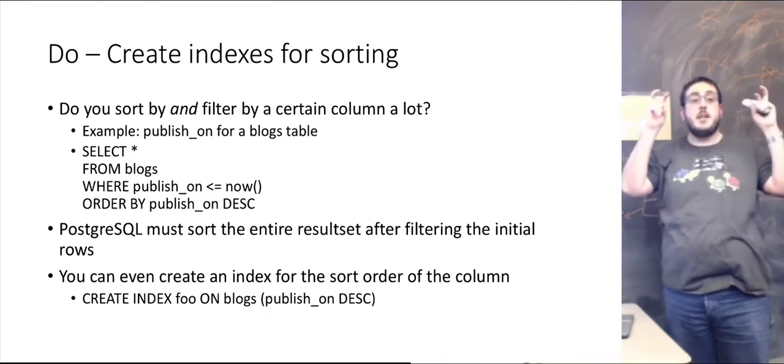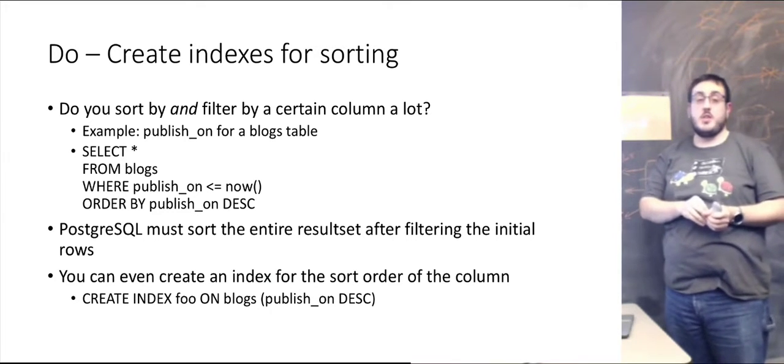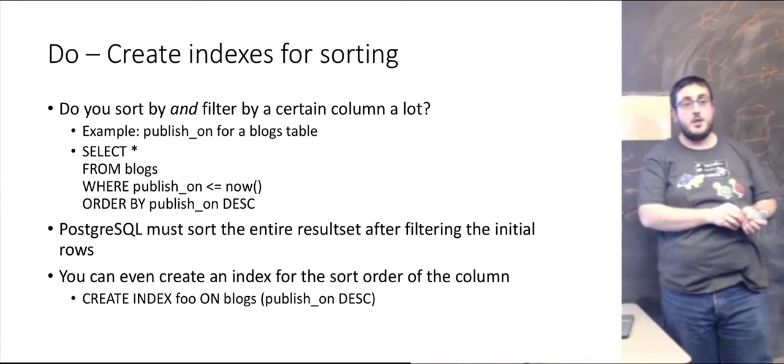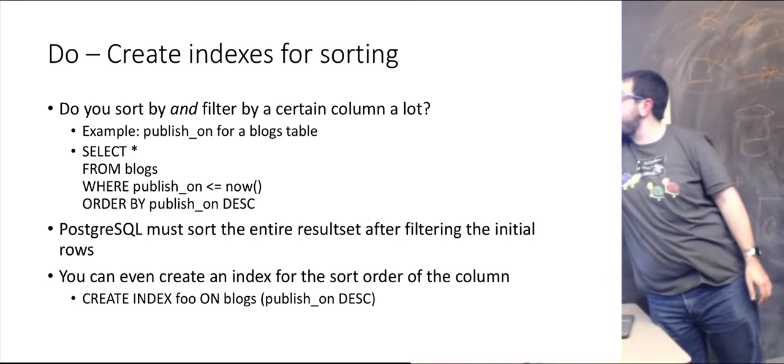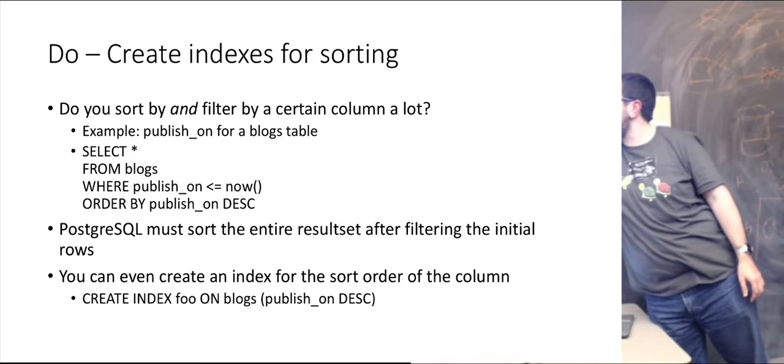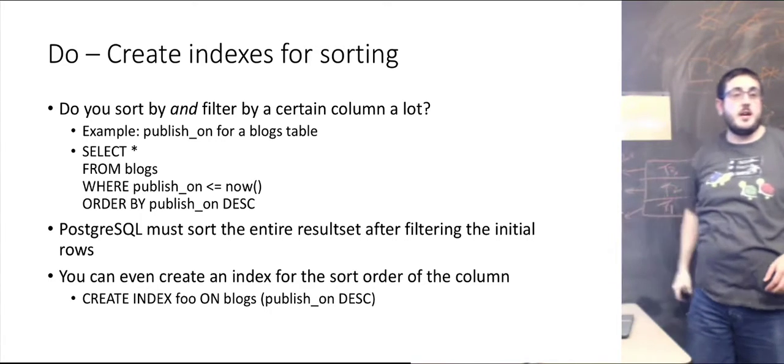By default, your indexes are essentially ascending. There is such a thing as a backwards index scan in Postgres. It functions, however, if you want full speed ahead, you can specify a direction, descending or ascending, for the column that you're indexing on, which is kind of handy.